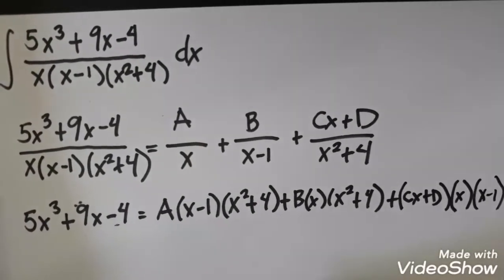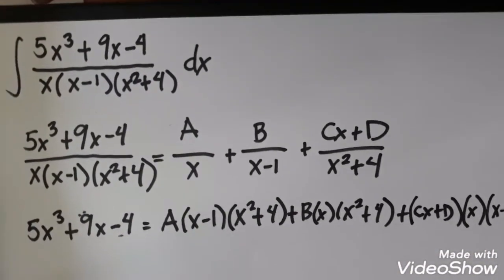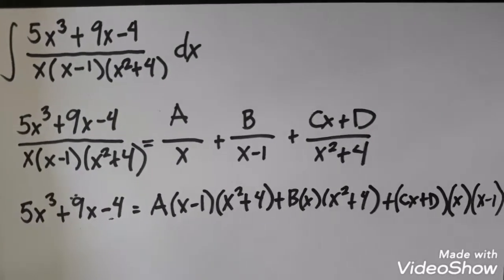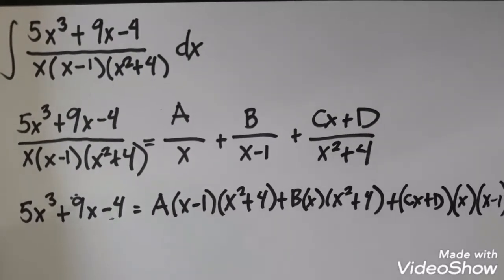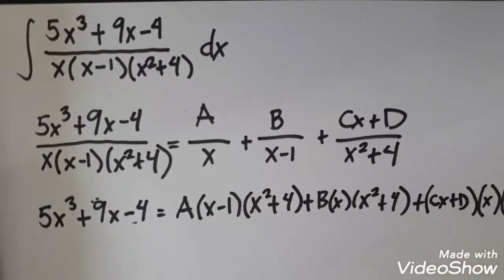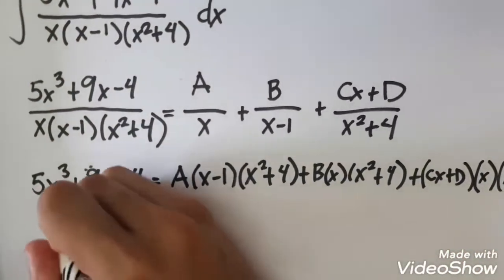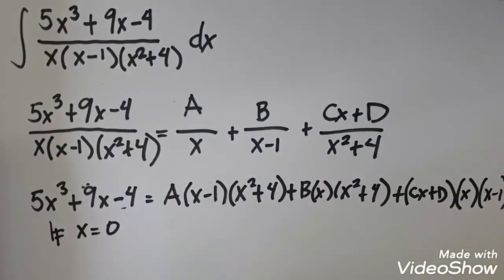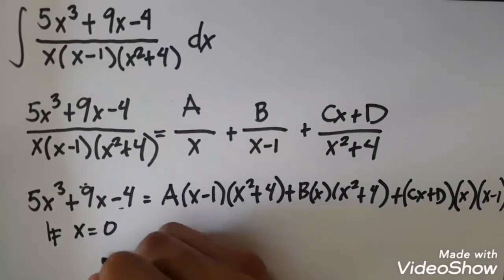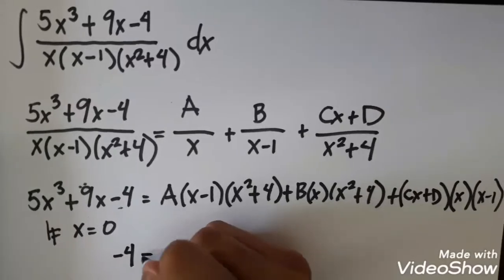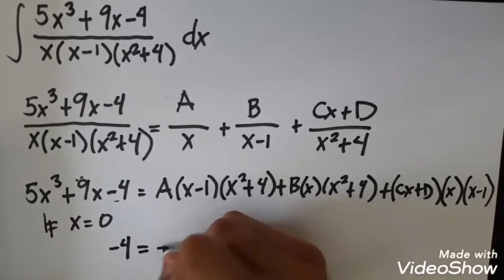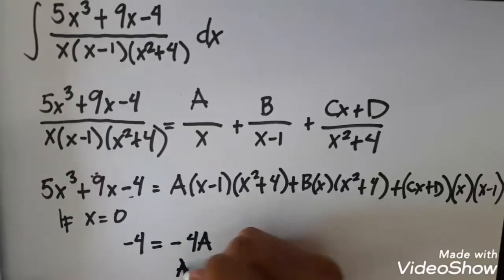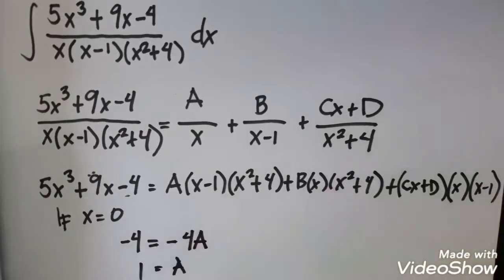Next step, take the roots of the linear factors and plug them one at a time into x in the equation from step 3 and then let us solve. Okay, so if x is equal to 0, then we will have negative 4 equals negative 4a, then a will result to 1.